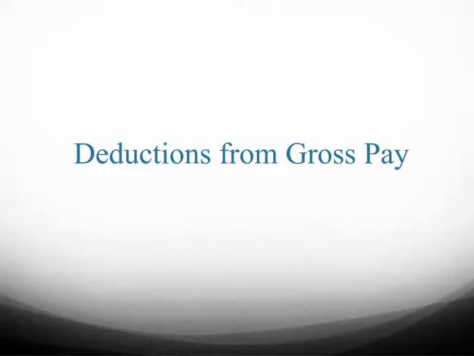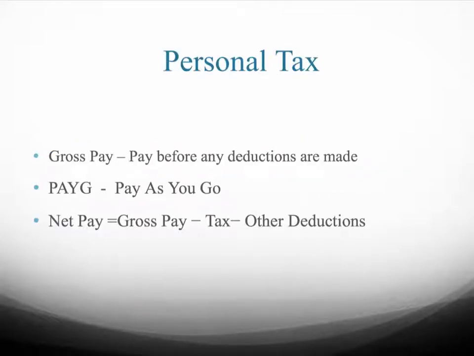In this video, we're going to be looking at deductions which can be made from a worker's gross pay. Firstly, income tax is deducted. Most employees pay income tax through the pay-as-you-go system, commonly called the PAYG system. Each pay period, deductions are made from an employee's pay by the employer and forwarded to the Australian Taxation Office, or the ATO.